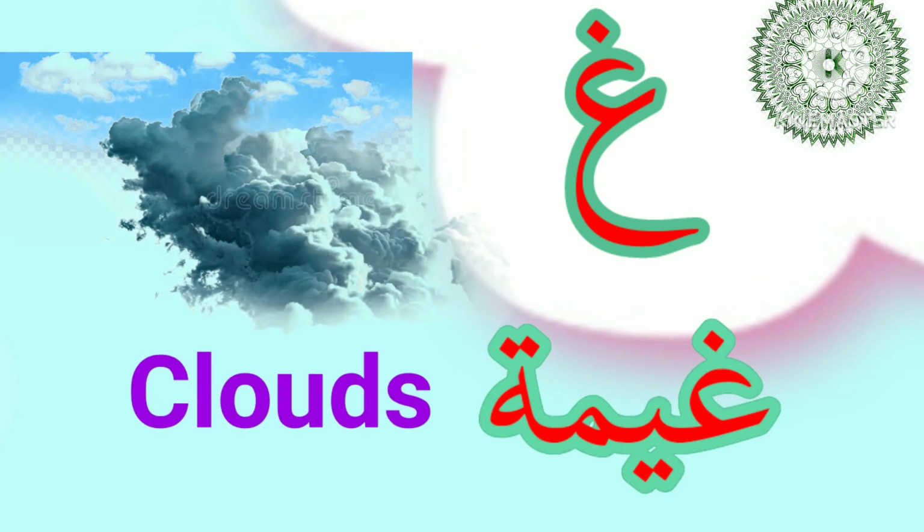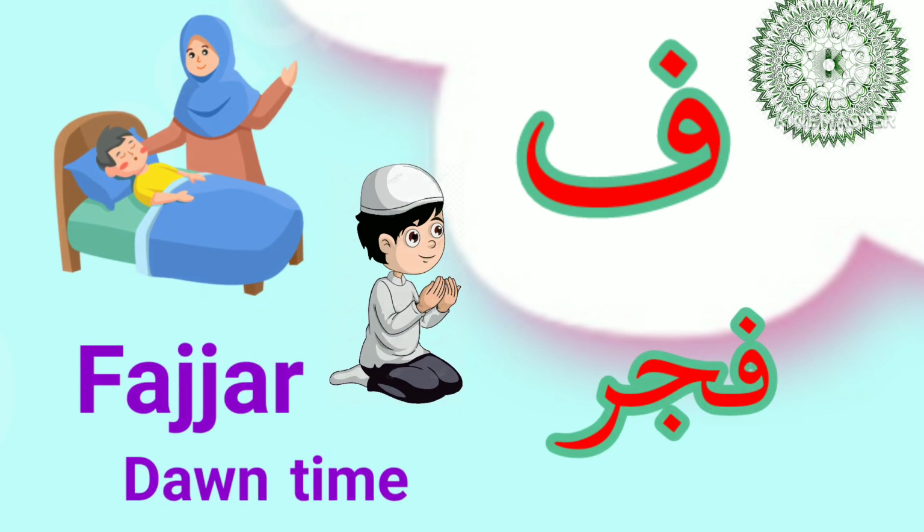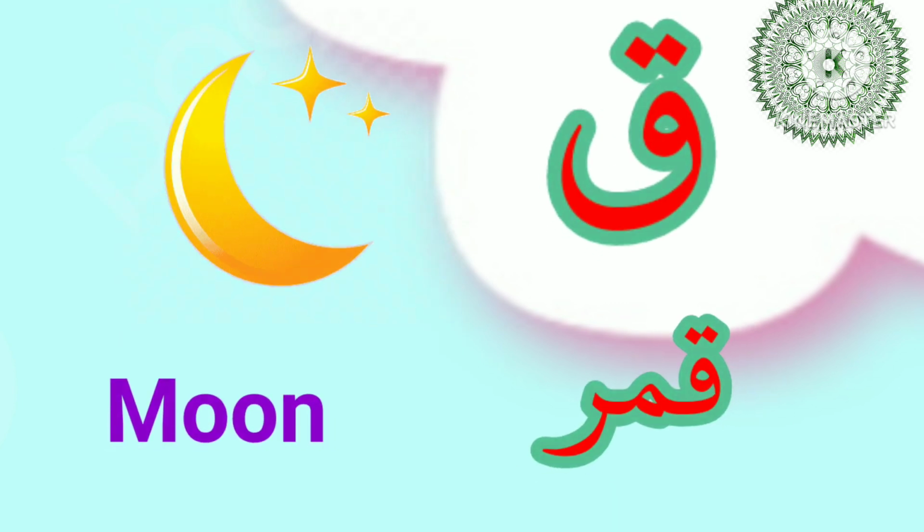Ghain. Ghain is for Ghaima. Ghaima means clouds. Fa. Fa is for Fajr, the first prayer of the day, dawn time. Qaf. Qaf is for Qamar. Qamar means moon.